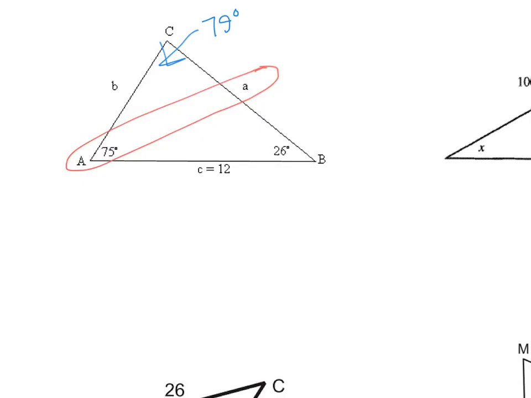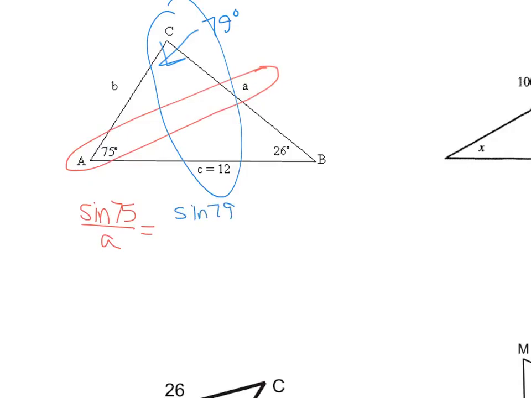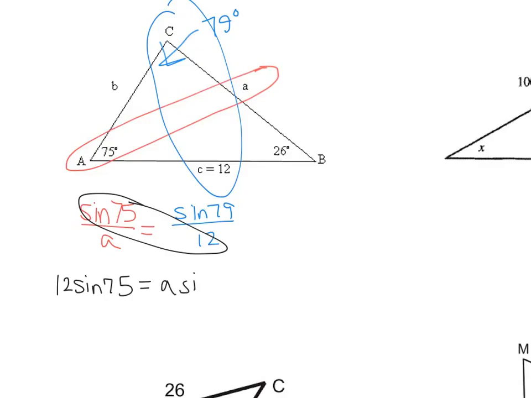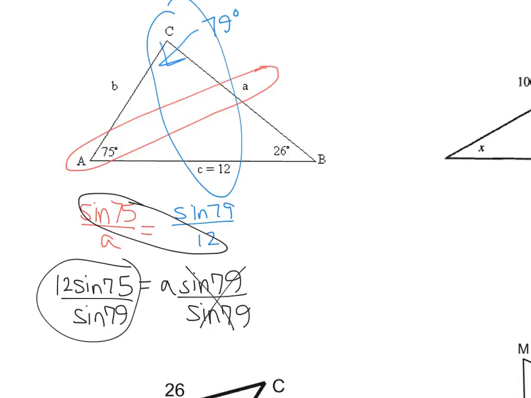So now I'm going to do law of sines. So I'm going to do sine of 75 degrees is to side A as sine of 79 degrees is to side 12. And then you cross multiply. So it's 12 sine of 75 equals A sine of 79. To solve for A, I'm going to divide both sides by sine of 79. So this cancels out. This is just a number. You can put it in your calculator, and then you're going to get A.